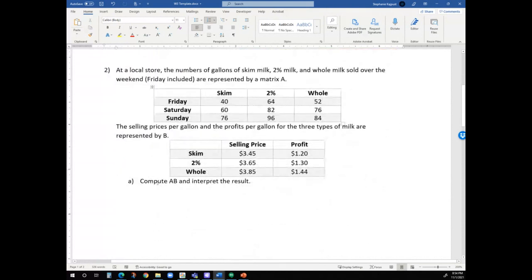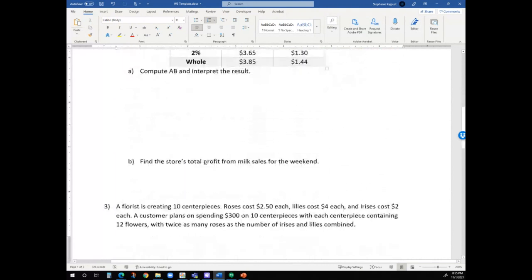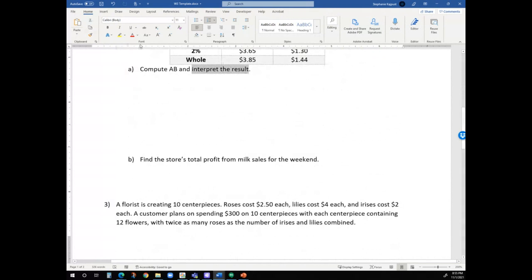Okay, so you're going to want to show your work here for computing A, B. This is A, this is B. Don't forget to interpret those results. I see a lot of people forget to do that. Interpret means write a sentence telling me what the columns and rows are telling you, what they mean.